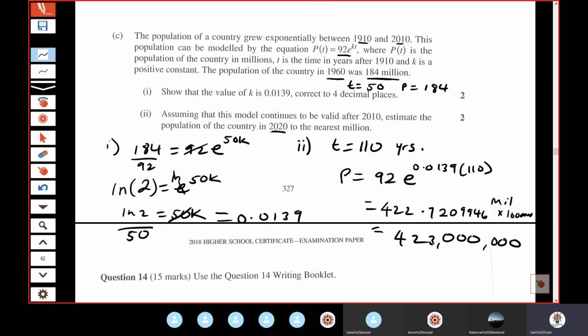If you didn't write the zeros, you also don't get 4 marks for that. If you just wrote 423 million, it's more correct, and you'll get 4 marks for that. But yeah, just to make it clear. Okay, any questions before we do Larson's question?